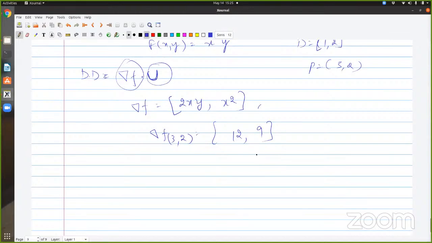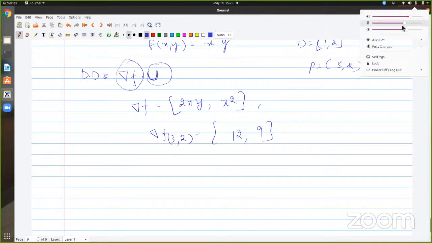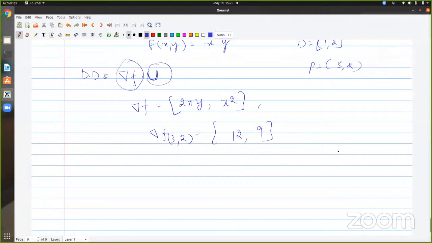Just grad f transpose dot u. Because normally grad f is a column vector, right? Yeah, it's a column vector. For the sake of convenience, we are writing the equation del f transpose, dot u. We are taking a dot product, so it does not matter. We can write it horizontally, in a row. This is a dot product, not multiplication.